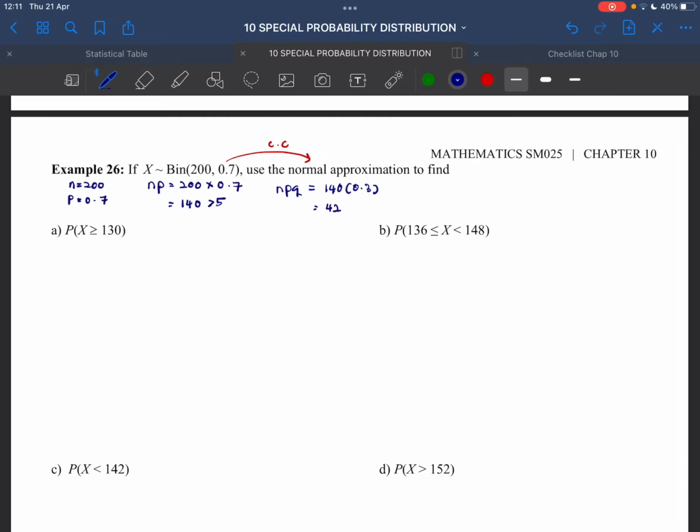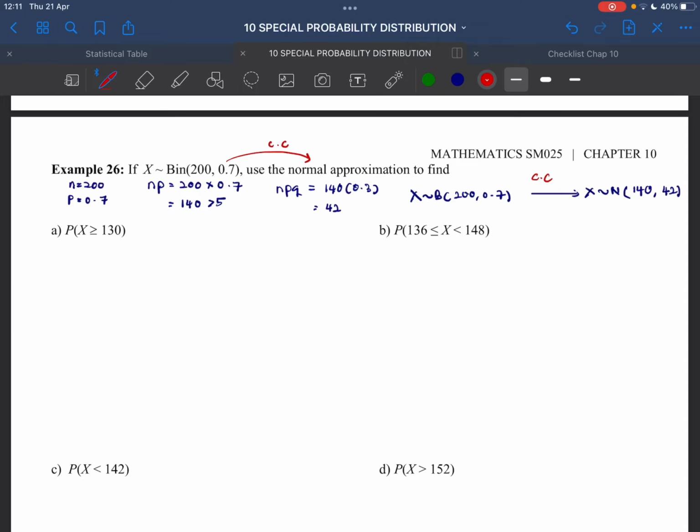So what we are going to do is write our distribution. From binomial with n = 200, p = 0.7, we have to change to normal with mean np equal to 140 and variance 42. This is very important. Make sure you write your distribution here. From binomial to normal, we have to do continuity correction.